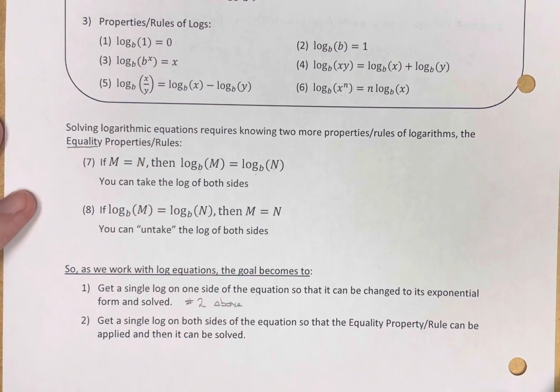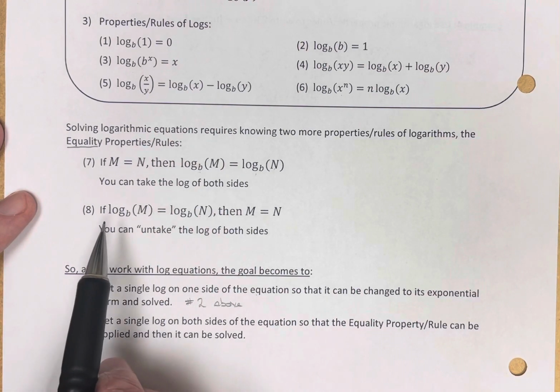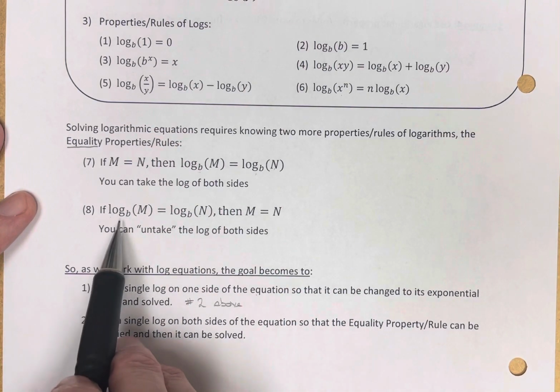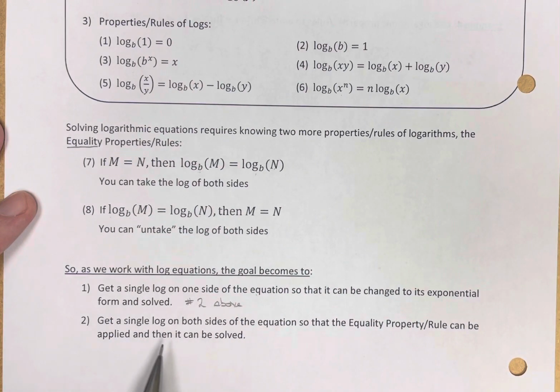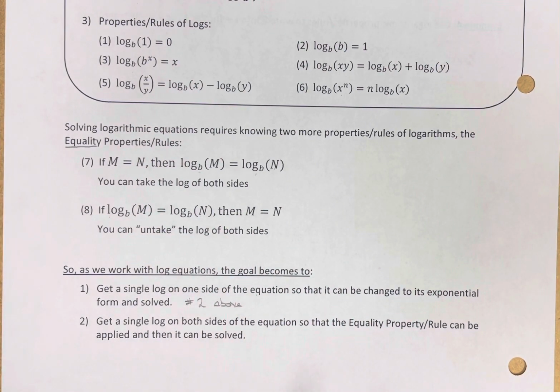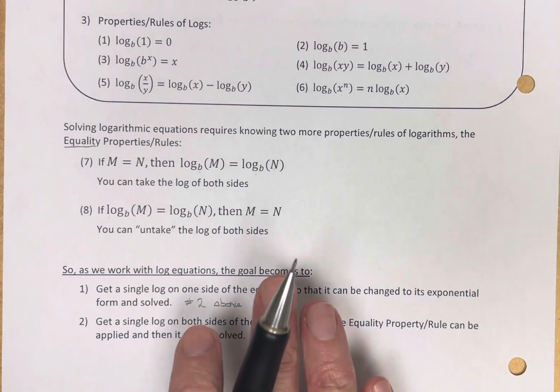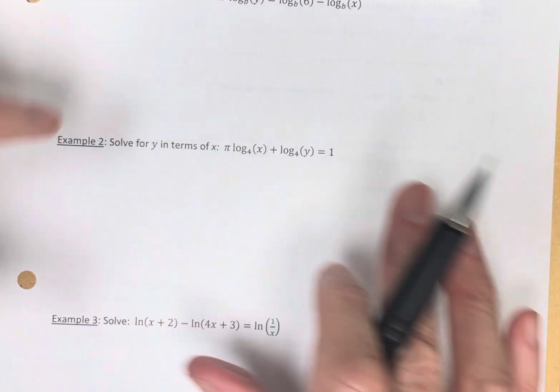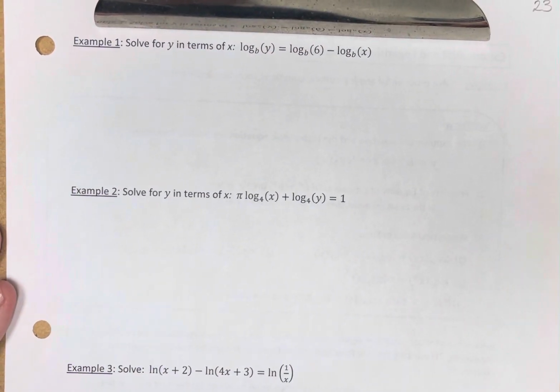The other way to try to solve these is to use the second idea. If we can get a single log on both sides, again like this, then we can use the equality property and just get rid of the logs. And then we can solve the equation. So we'll see some examples of both of those things as we work through a few here. Give me just a moment. I've got 3 examples for us, plus one that has a slight curveball, so you can see how it works.